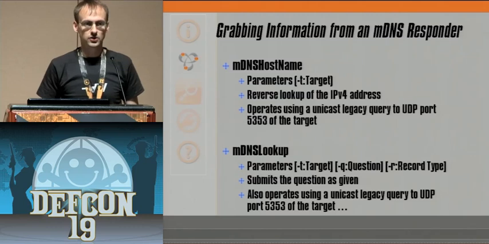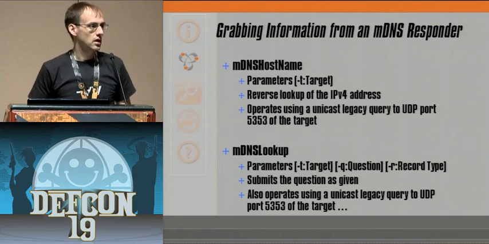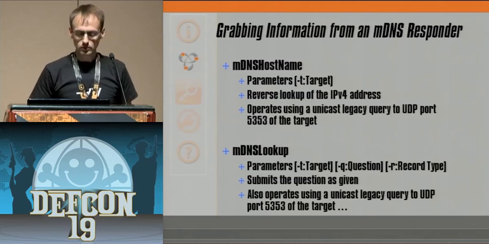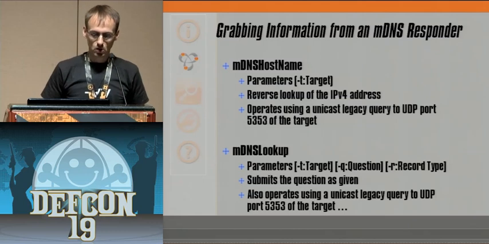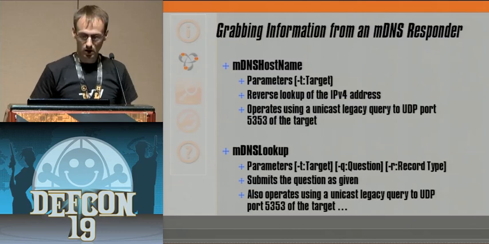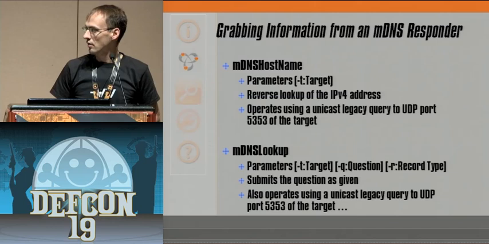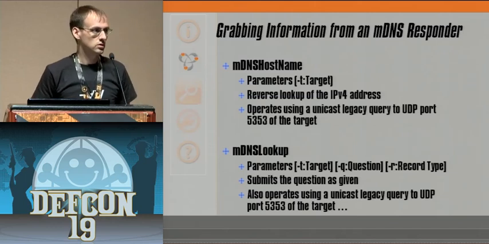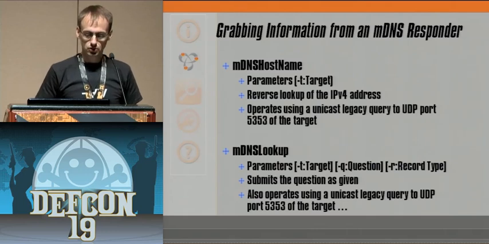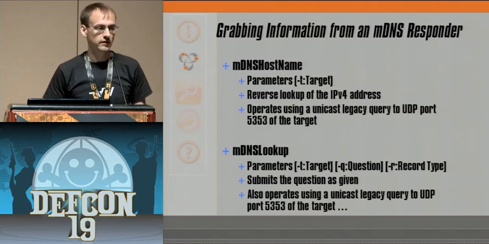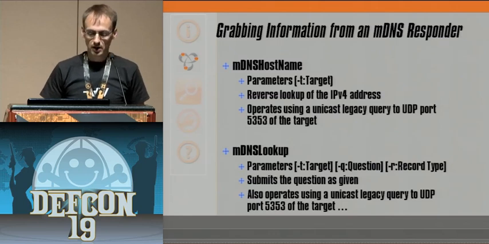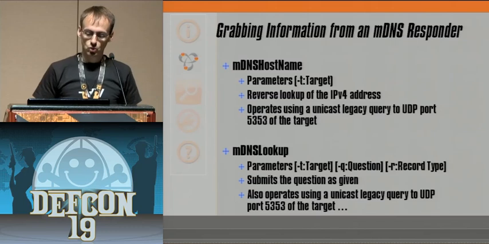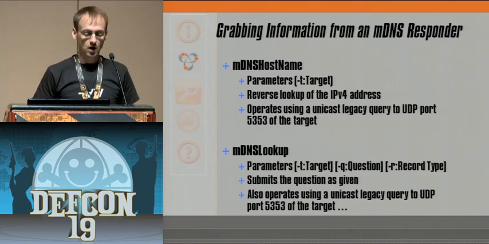I wanted an additional way to profile my hosts quickly, like I was often able to do with Windows hosts. So I created a tool called MDNS hostname. The parameter there does a reverse lookup of the IPv4 address. I repurposed some code that was designed for traditional or conventional DNS. It basically packages the same message but sends it to UDP port 5353, so it operates using a unicast legacy query to UDP port 5353 of the target.